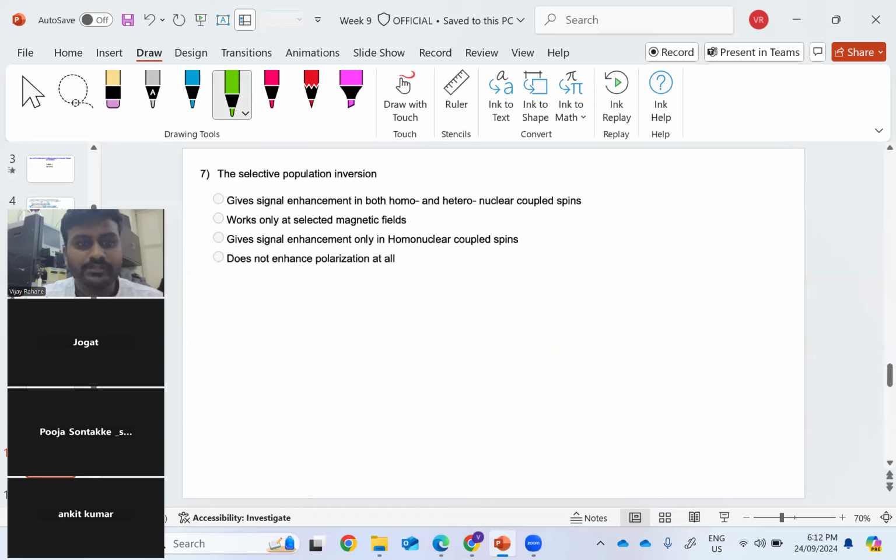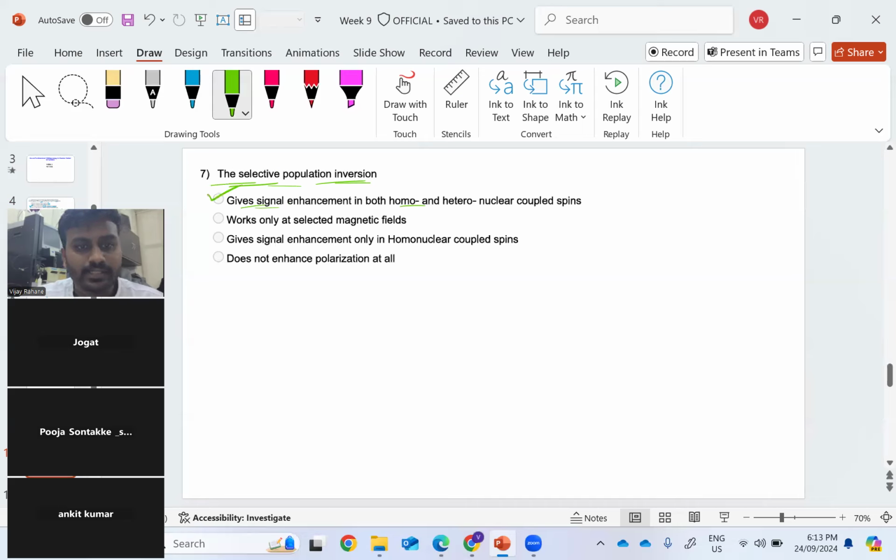The next question is on selective population inversion. It is a similar question. We have been given four options: how can we achieve the selective population inversion? The first option given: it gives signal enhancement in both homo and heteronuclear coupled spin systems. Yes, this is correct. The statement is correct here.